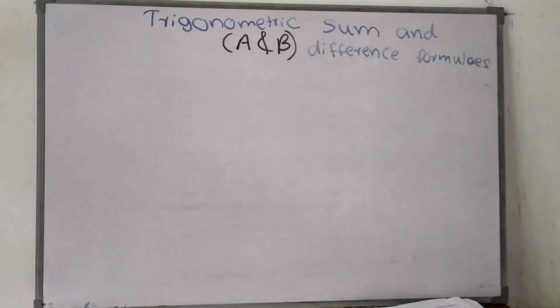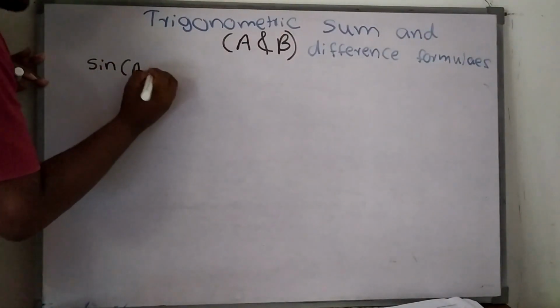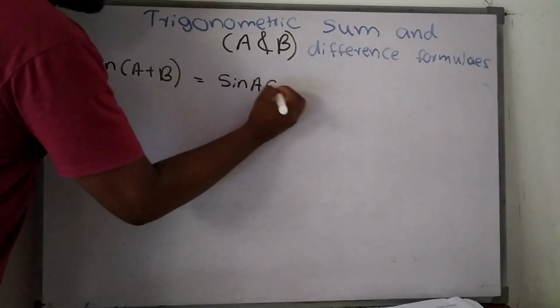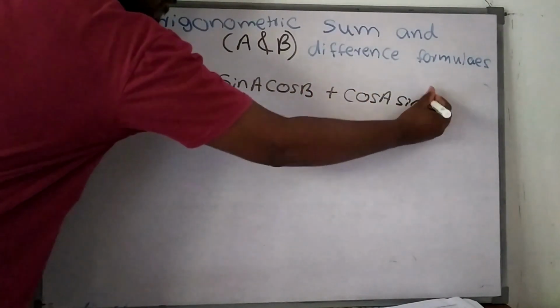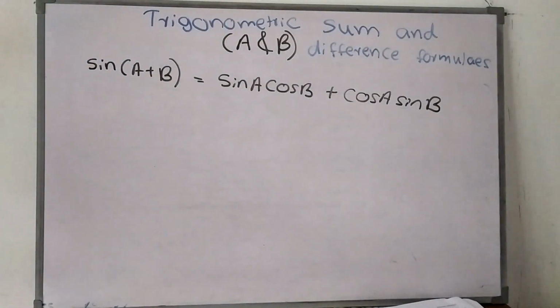So in this tutorial I'm going to discuss the trigonometric sum and difference formulas, right? We'll see what the sum and difference formulas are. In trigonometry we have sum and difference formulas for sine, cos and tan. So here this is sine A plus B. Sine A plus B is sine A cos B plus cos A sin B. This is the formula of sin A plus B.